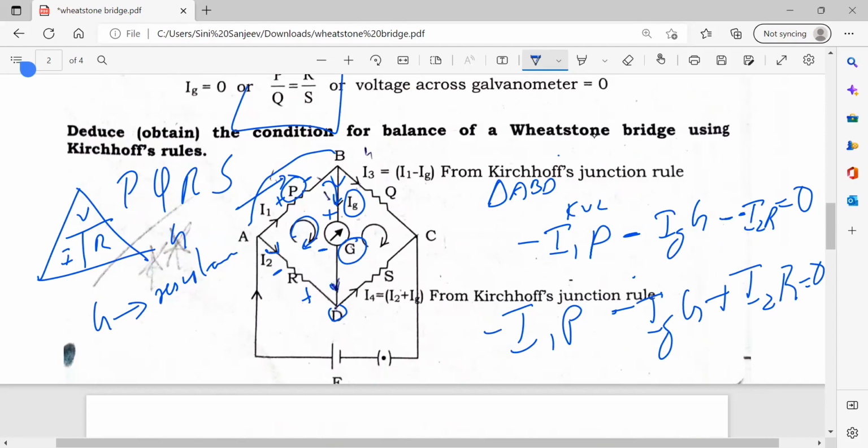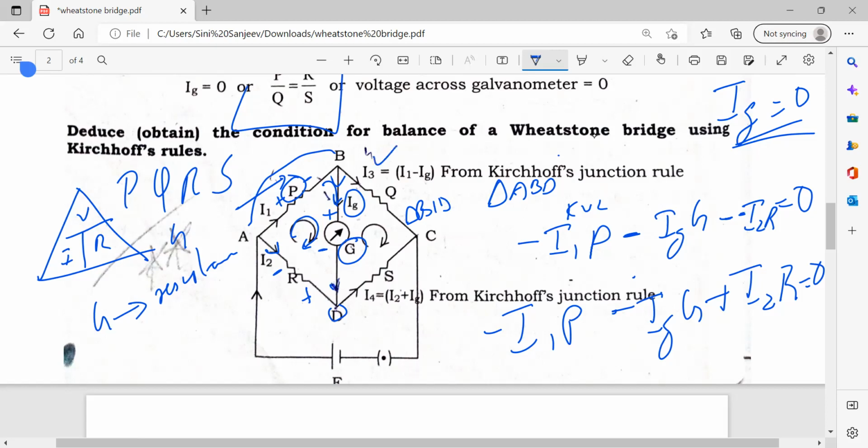Fine. So normally in the balancing, I'll take the galvanometer current IG equal to 0. And similarly, I will find it for this loop BCD. The triangle BCD is there, right? For this also I'll find it. BCD also I will find.